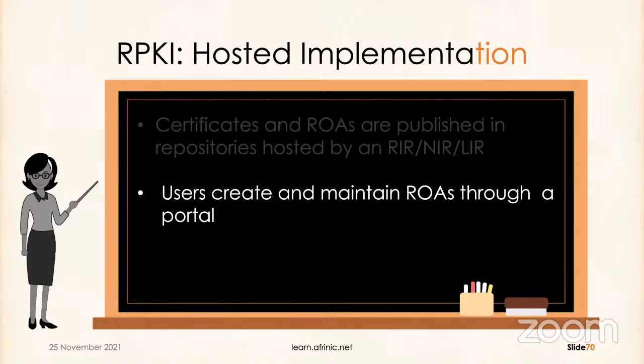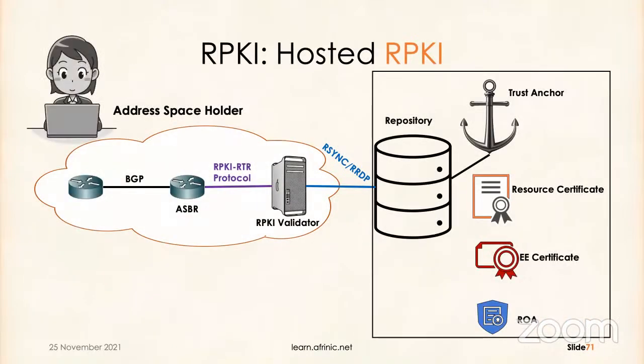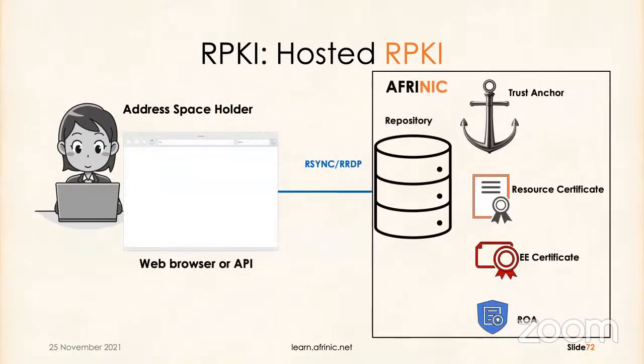Now, just like Dev will be creating using the MyAfriNIC portal, you create your ROAs through a portal or some sort of API. At the moment, this is the only implementation we have offered by AfriNIC, the hosted version. So remember these components, the same thing. We have the address space holder there also. Everything is just hosted by the RPKI service provider. As you can see here, Mary is connecting with the web browser or an API, using the rsync or RRDP protocol, to the repository, which she's not hosting.